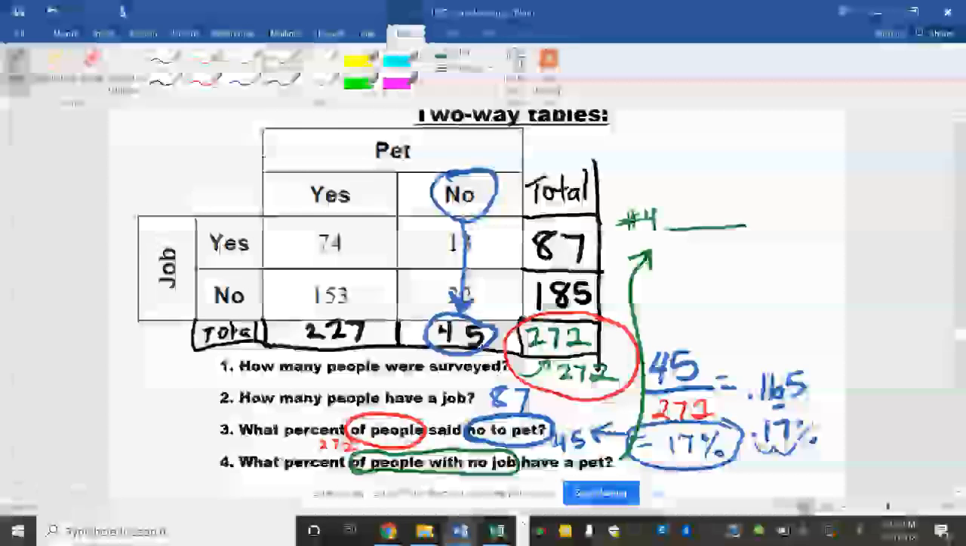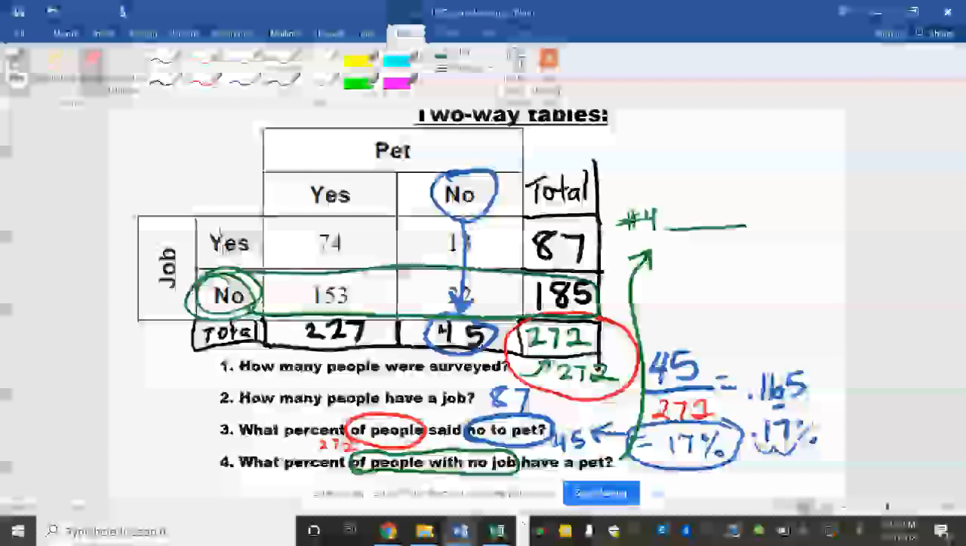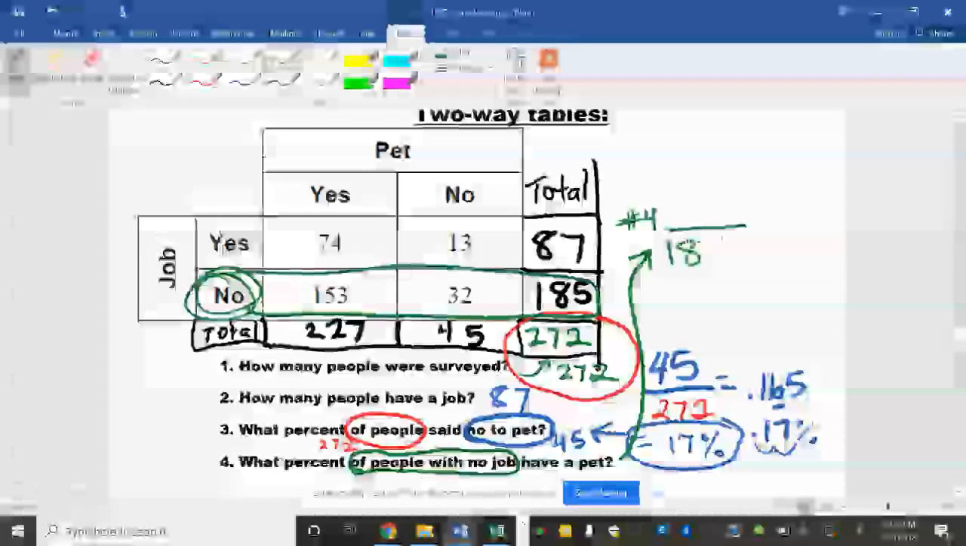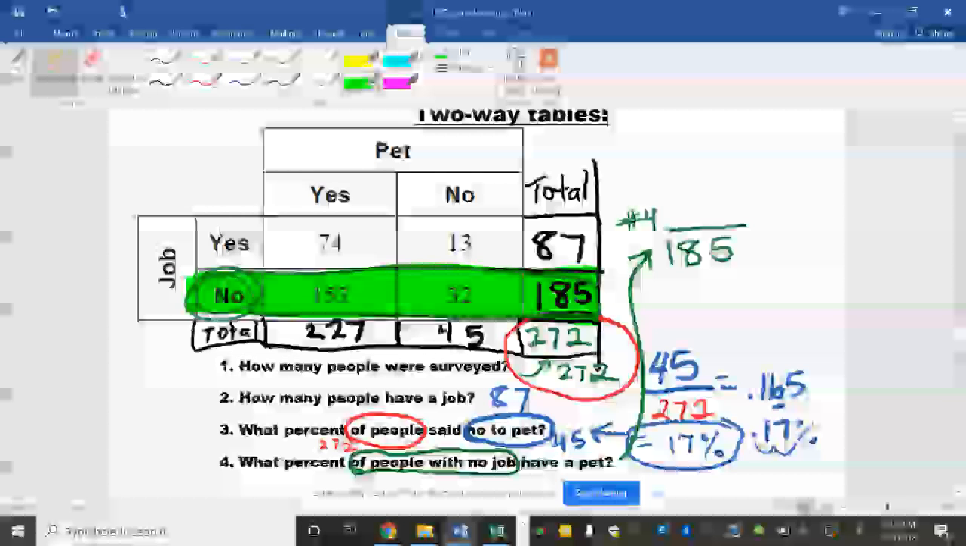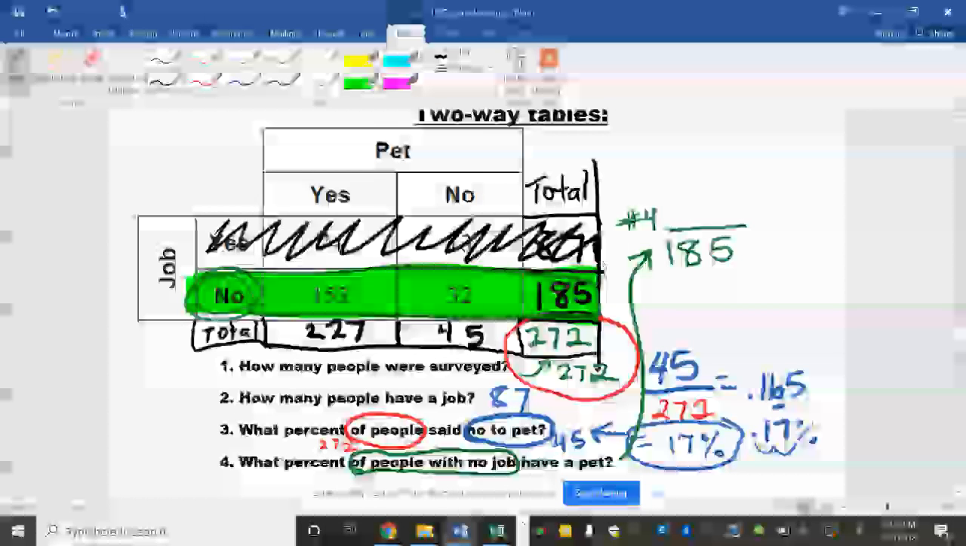People with no job, we go to no, it looks like the people with no job are here, right? In green. The people with no job are 185. That is our whole amount, 185. Those are the people with no jobs, literally just this row here. We can now ignore everything else for now. We don't need those numbers. We're only talking about the people with no job. Out of those people with no job, how many have a pet?